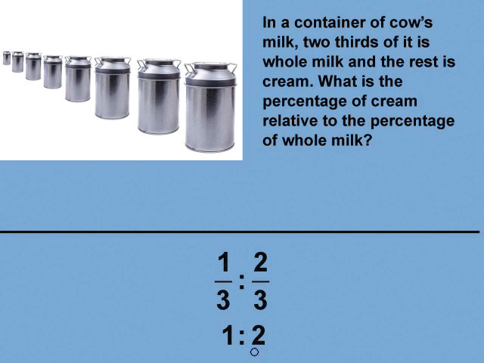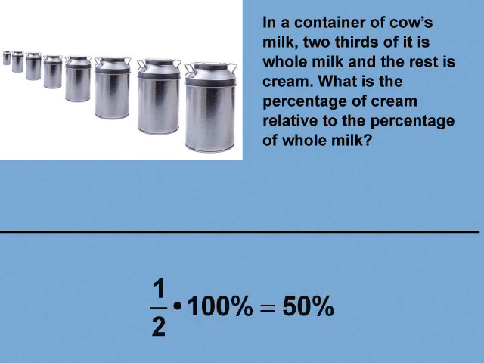or 1/2. To find what percent this is, simply multiply 1/2 by 100%, which results in 50%. The 50% represents the ratio of cream to milk. The ratio of cream to the entire contents would be 1/3, which is 33 1/3%. Let's look at another example.